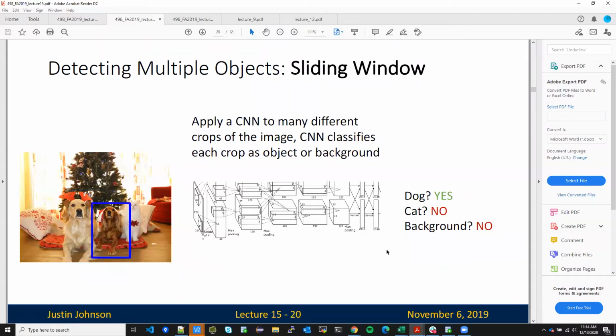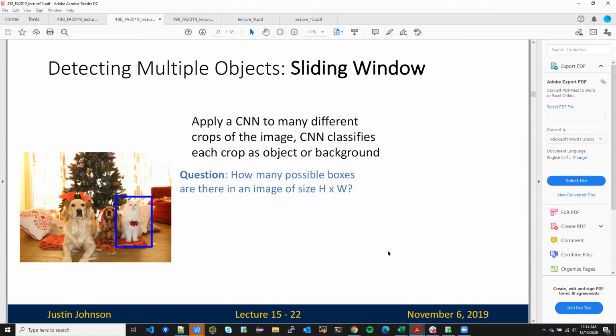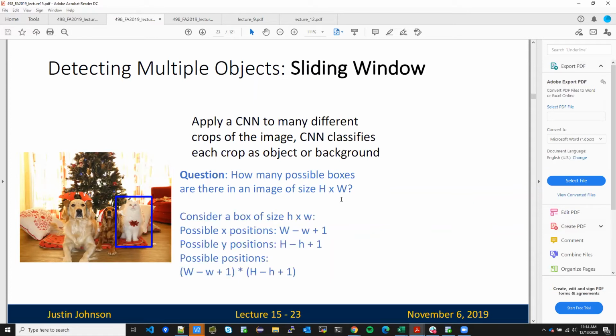If you try the sliding approach, how many possible times are you going to do this? Let's say your image was of size capital H by W, and you consider a small box of size small h times w. You could place this box in so many different locations in this image, right? And these are all the possible positions this box could be, and then you would have to make so many classifications.